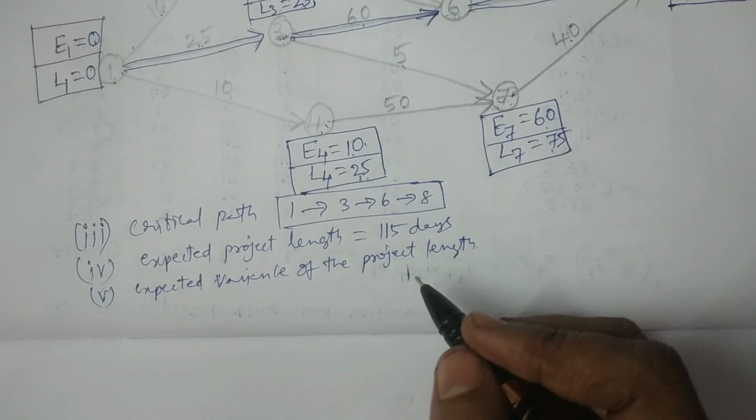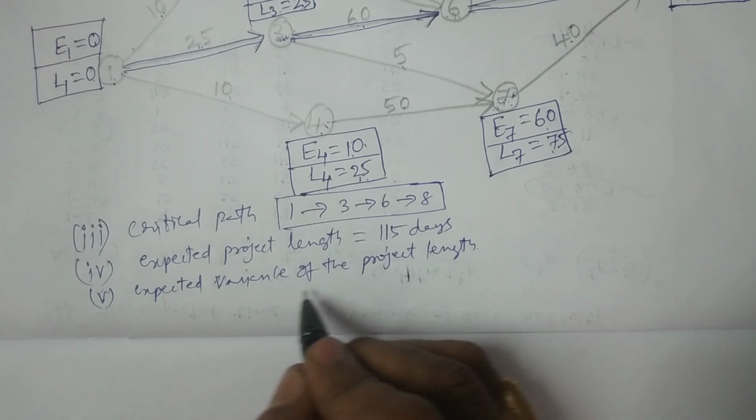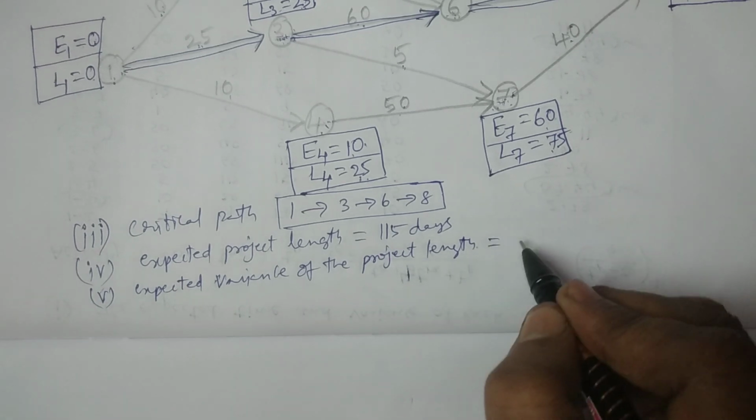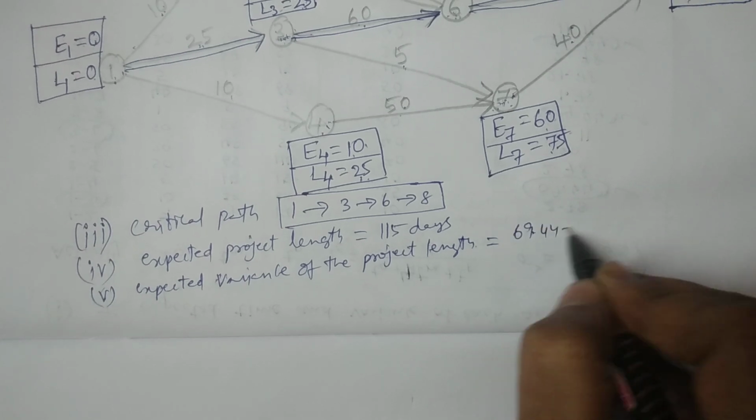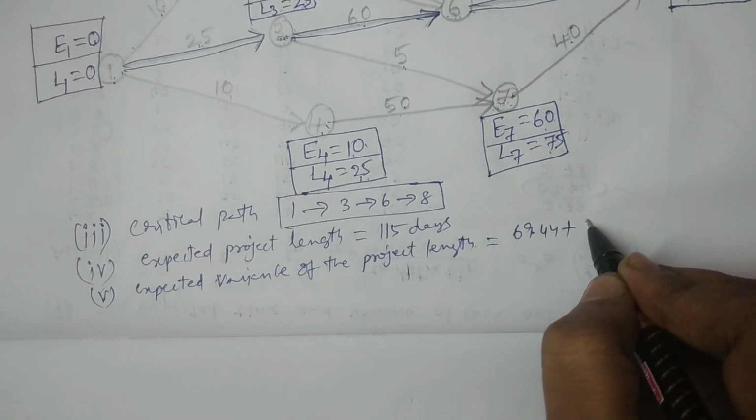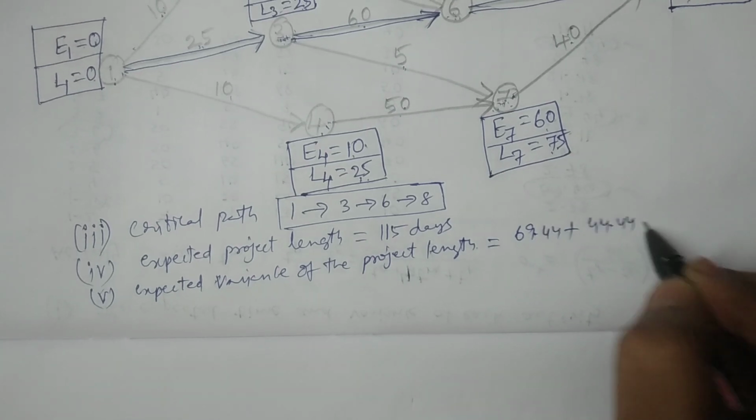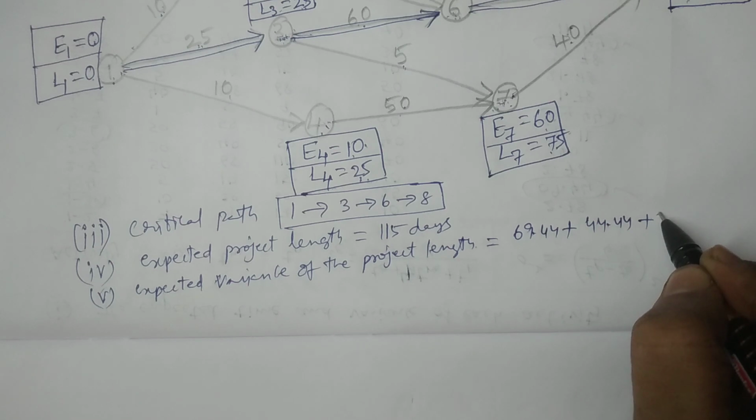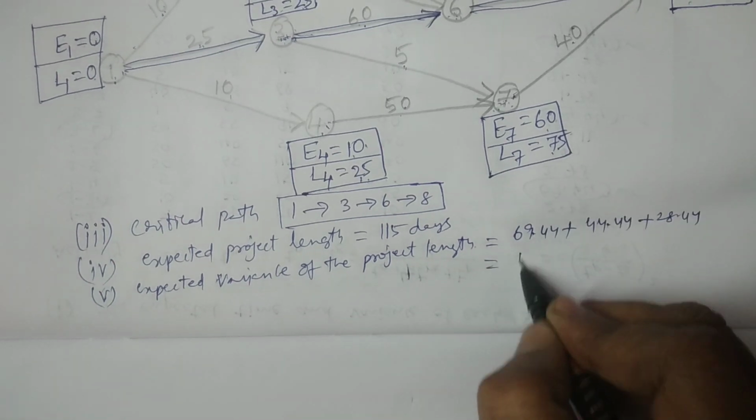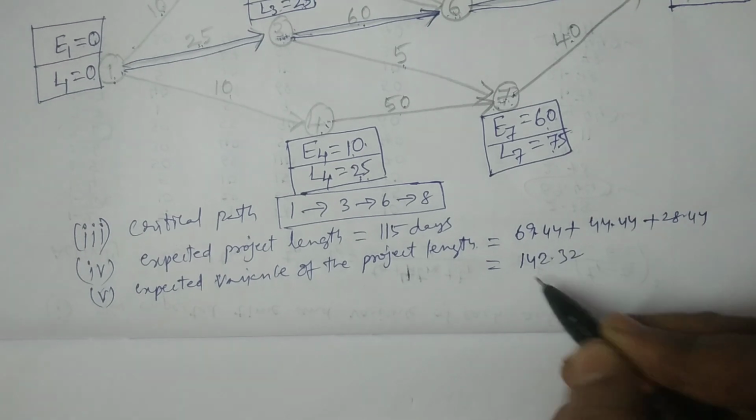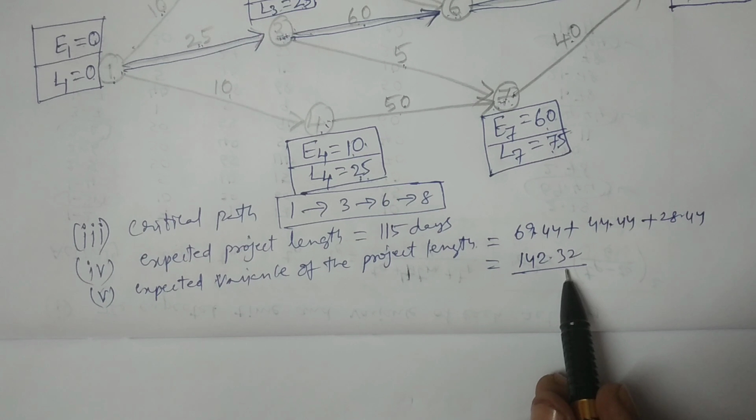Project length variance is generally denoted by sigma square. It is calculated by adding the variances of the three critical activities: 69.44 for 1 to 3, plus 44.44 for 3 to 6, plus 28.44 for the critical activity 6 to 8. The total is 142.32. This is the expected variance of the project length.